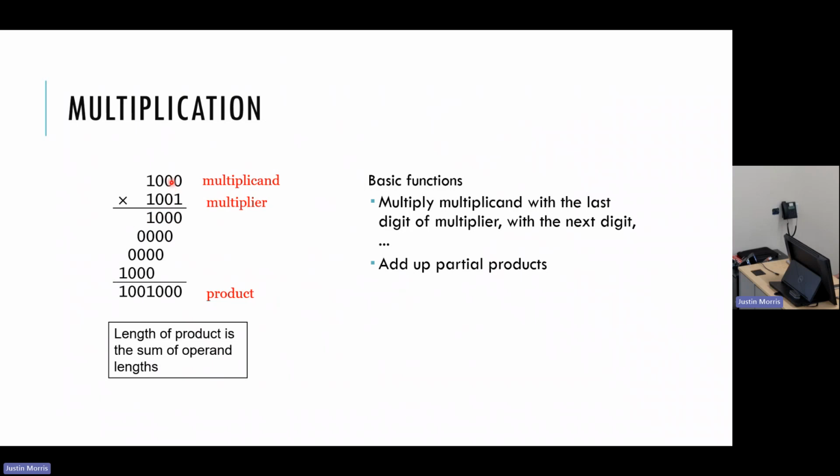1 times 0, 1 times 0, 1 times 0, 1 times 1. And then for the next bits, I'm going to do the same thing, but shift to the left by 1. And the next bits, I'll do the same thing, shift to the left by 1. Next bits, do the same thing, shift to the left by 1. And now I just need to do this addition. So 0, 0, 0, 1, 0, 0, 1. So your multiplication is the exact same process that you already know.